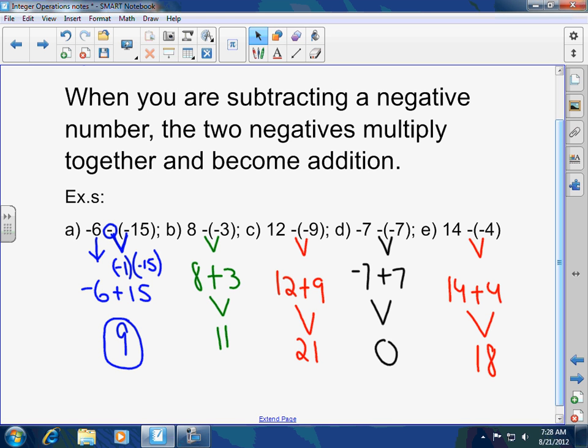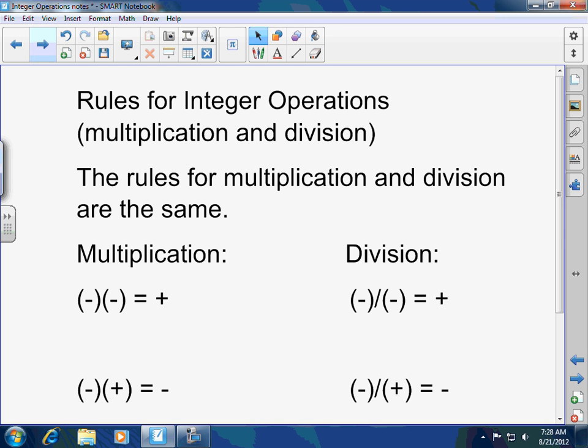You can combine any integers using positive and negative signs. All right, now, about rules for integer operations involving multiplication and division. These are really simple. The rules for multiplication and division are the same.